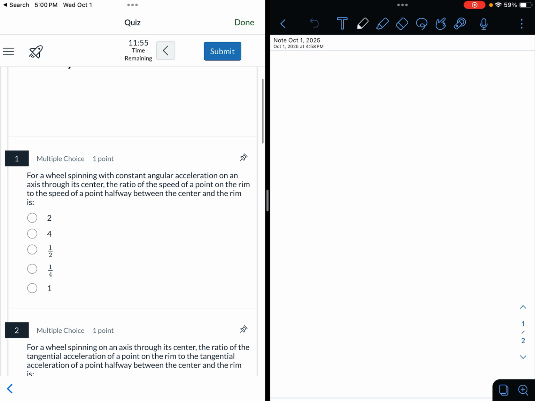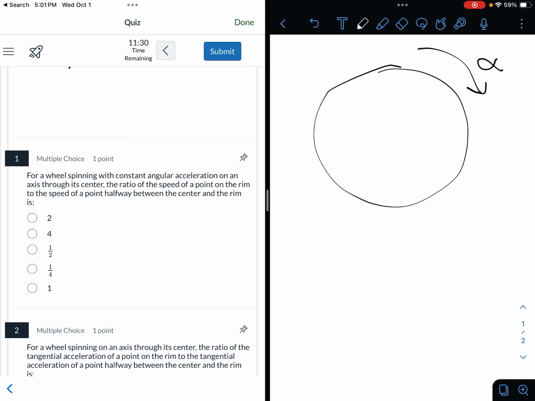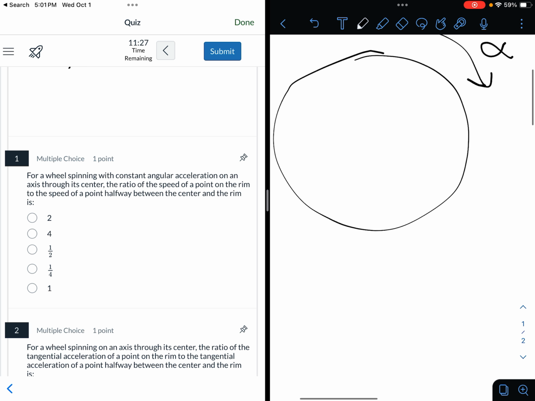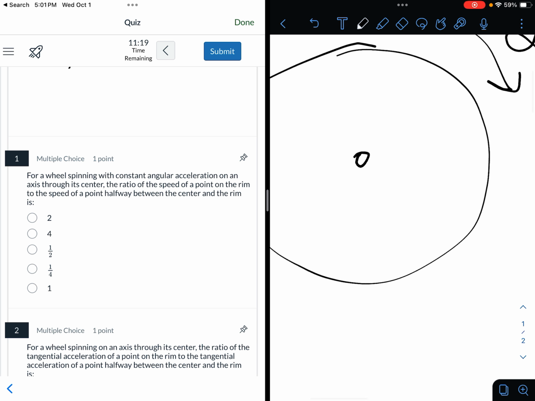Probably torque and stuff. So for a wheel spinning with a constant angular acceleration on an axis through its center, the ratio between the speed of a point on the rim to the speed of a point halfway between the center and the rim is... There you go. That's the wheel spinning with some angular acceleration. I'm pretty sure the angular acceleration doesn't really have an effect on the speed. It'll clearly speed up, but if you look at the speed at a certain instant, we don't need to worry about the acceleration, because we're just looking at a particular instant, right?